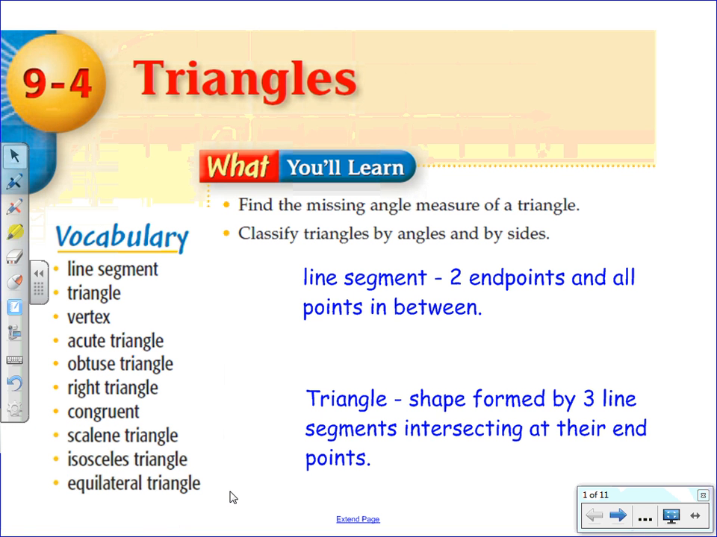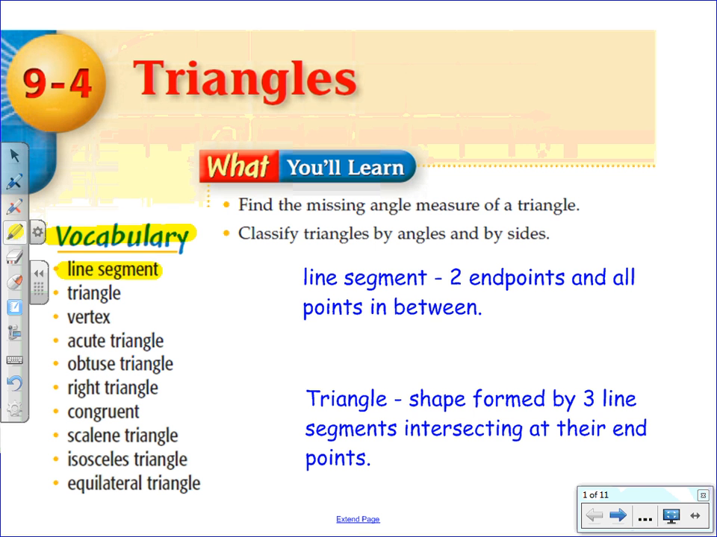All right, 9-4, triangles. What you're going to learn is you're going to find the missing angle measures of a triangle, and you're going to learn how to classify triangles by their angles and by their sides. Again, you'll see a nice long list of vocabulary for this section. But again, I like section 9-3. I think you know many of these definitions.